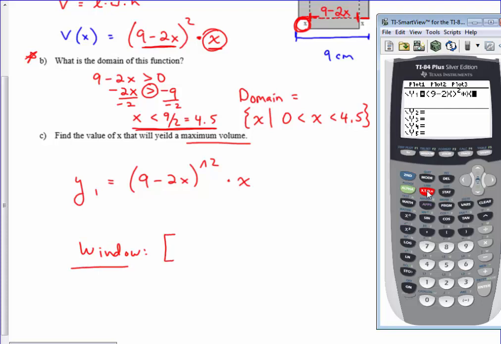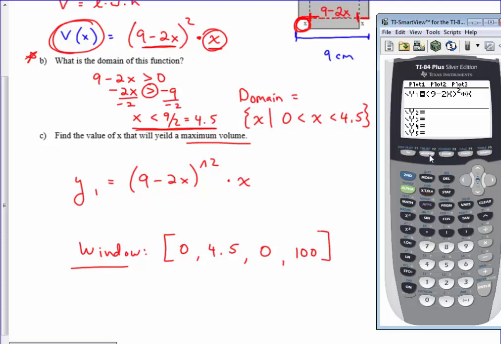On the window, because of our domain, the lowest the x could be would be 0, the most the x could be would be 4.5. Now think about what the y value was. The y value is a volume. Volumes must be bigger than 0, so we would let 0 be the minimum of this particular function. As with other examples, we're going to have to play with the high value. I know it's going to be relatively large. Let's say 100 here, and then I can play with that high y value. If I need to make it larger or smaller, I can.